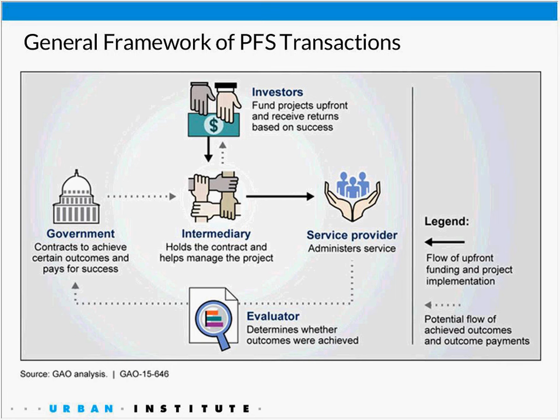Typically, the government is the one originating the contracts. They have defined outcomes in mind, and a specific problem that they're trying to address through Pay for Success. They're ultimately the ones that will pay back investors if the desired outcomes are achieved. So they're really driving the deal in a lot of cases.